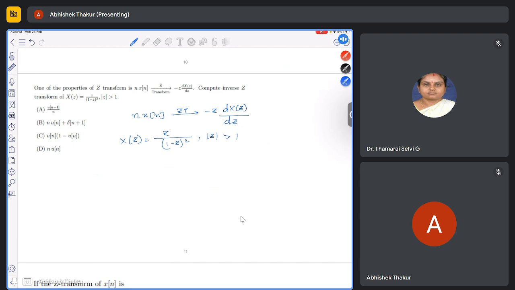So this is our X(z), and we have to compute the inverse Z transform of this. So we can write z/(1 - z^2) is equal to -z d/dz of 1/(1 - 1/z). So when we write this, these both are equivalent. So now, the Z transform X(z) is equal to 1/(1 - 1/z).